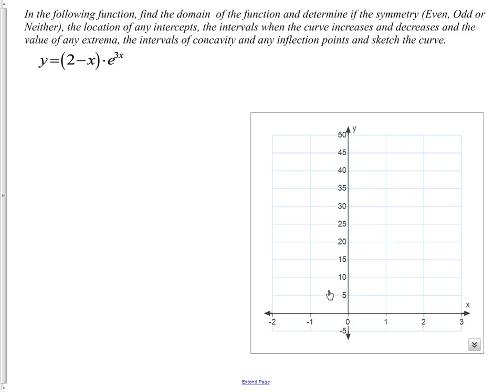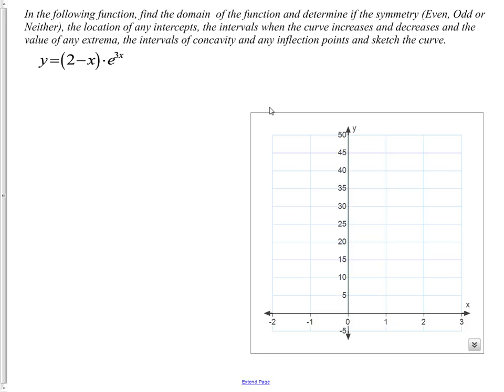Hello everybody, we're going to go through a graphing exercise today. Our graph is the function y equals (2 minus x) times e to the 3x. For this function, we're asked to find the domain, determine if there's any symmetry, even, odd, or neither, find the location of any intercepts, the intervals where the curve is increasing or decreasing, the value of any extrema, and intervals of concavity, as well as any inflection points, and then sketch this curve.